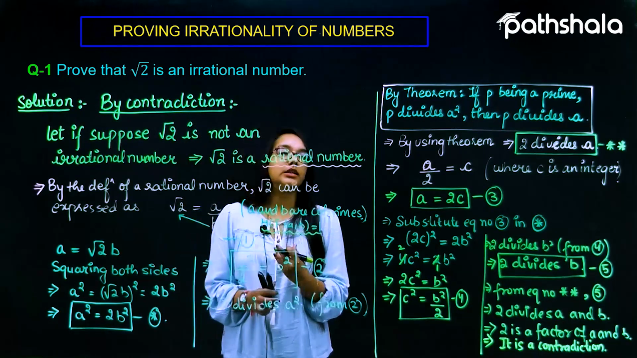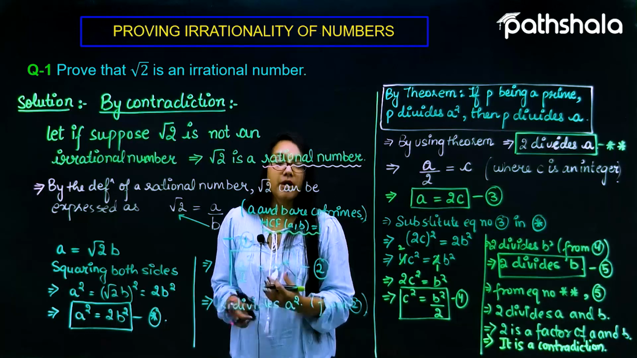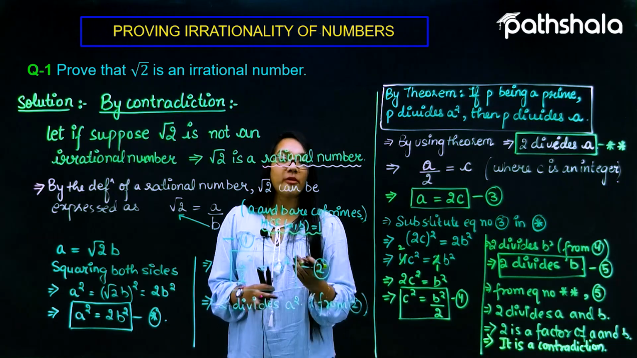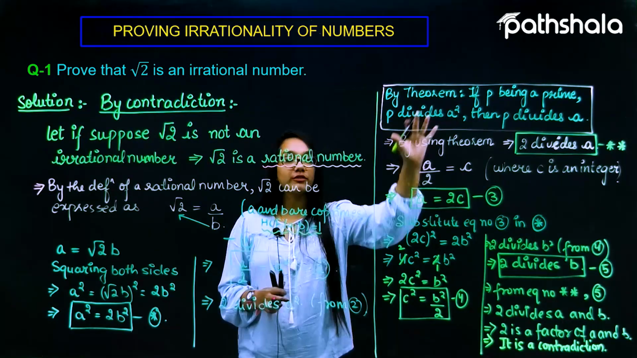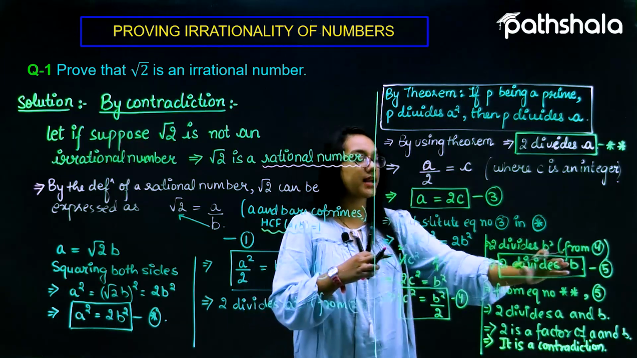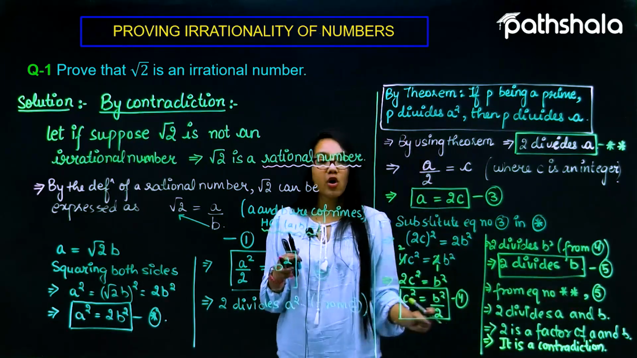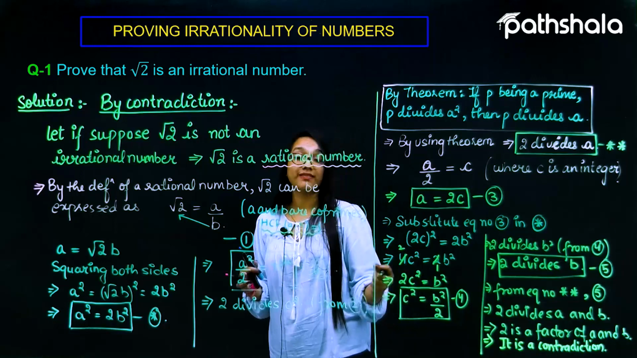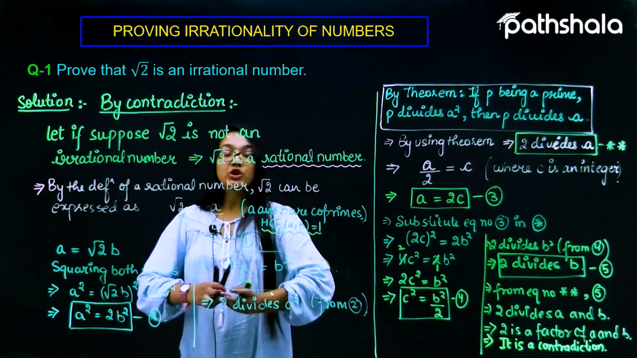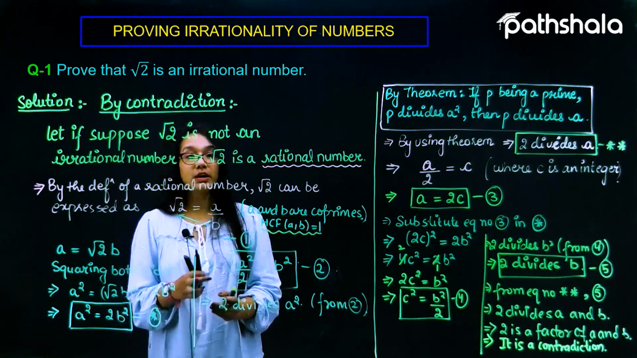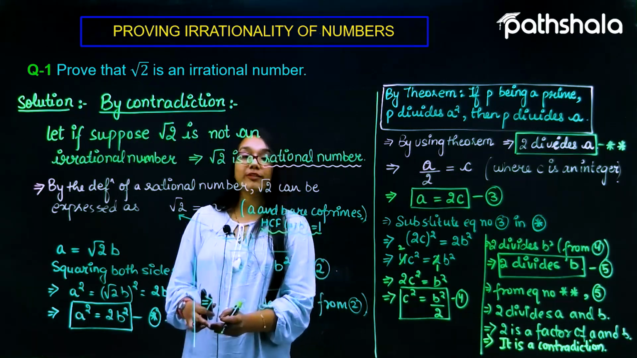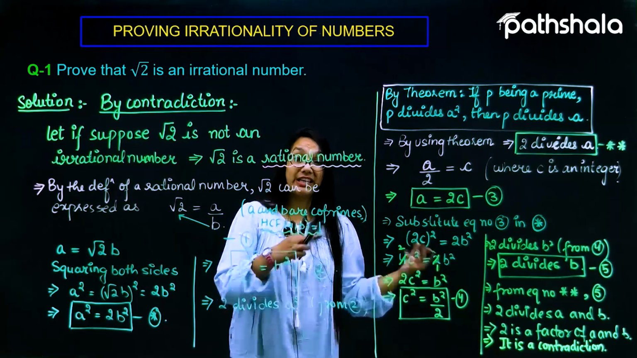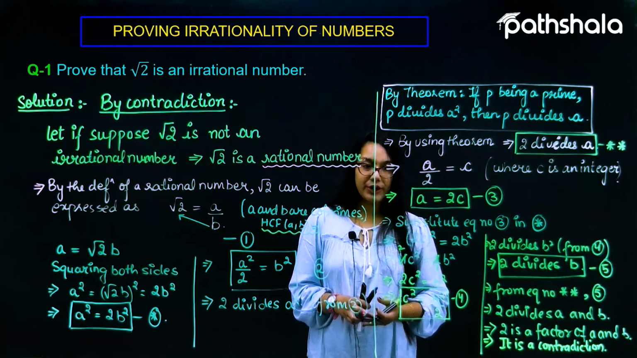It implies that square root 2 is an irrational number, because our supposition is wrong: we took the highest common factor of a and b as 1, but at the end of this solution we get 2 as a factor of a and b, which is wrong. So it is a contradiction and our supposition is wrong. It implies that square root 2 is an irrational number. This is called the method of contradiction, with the help of which we can prove that square root 2, square root 3 or any irrational number is irrational.